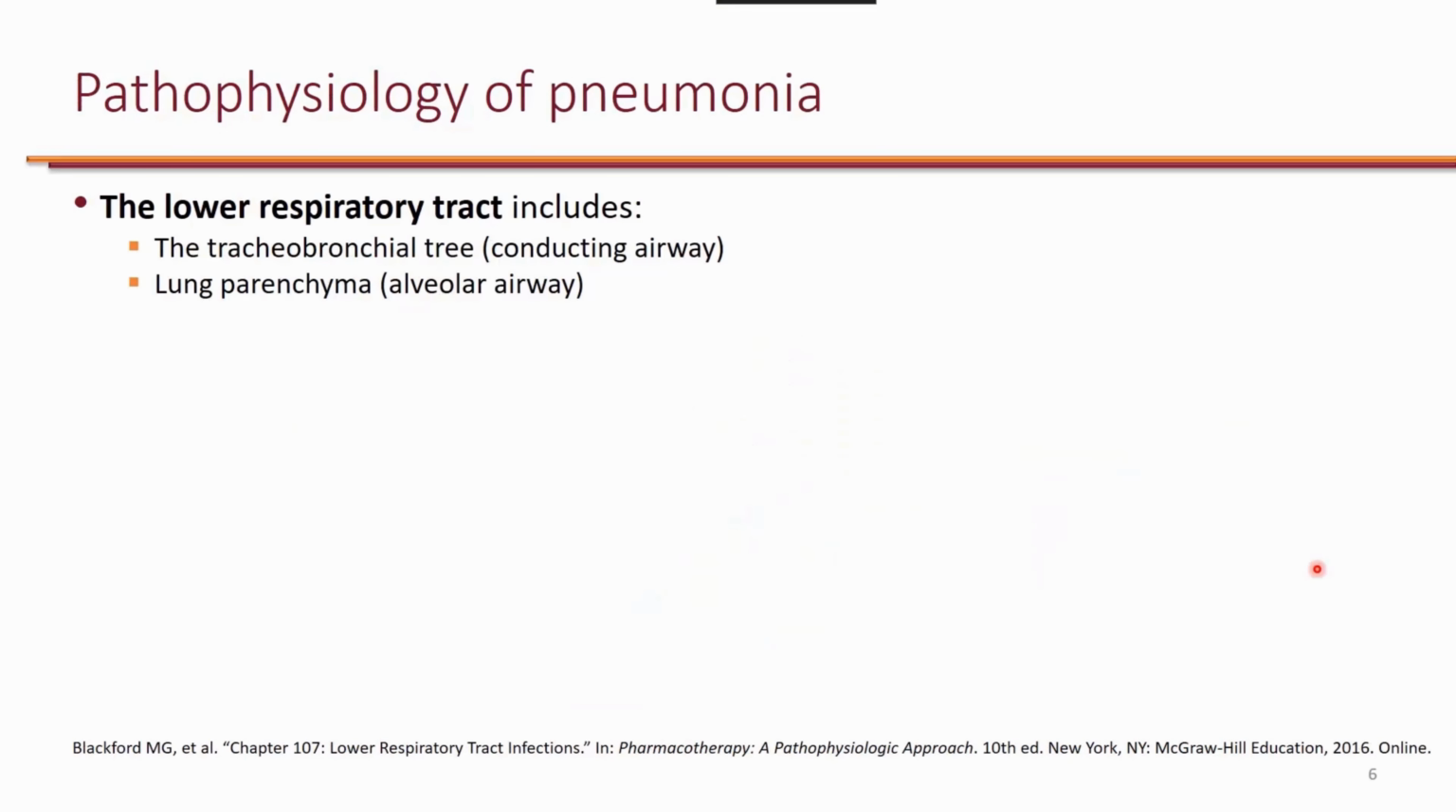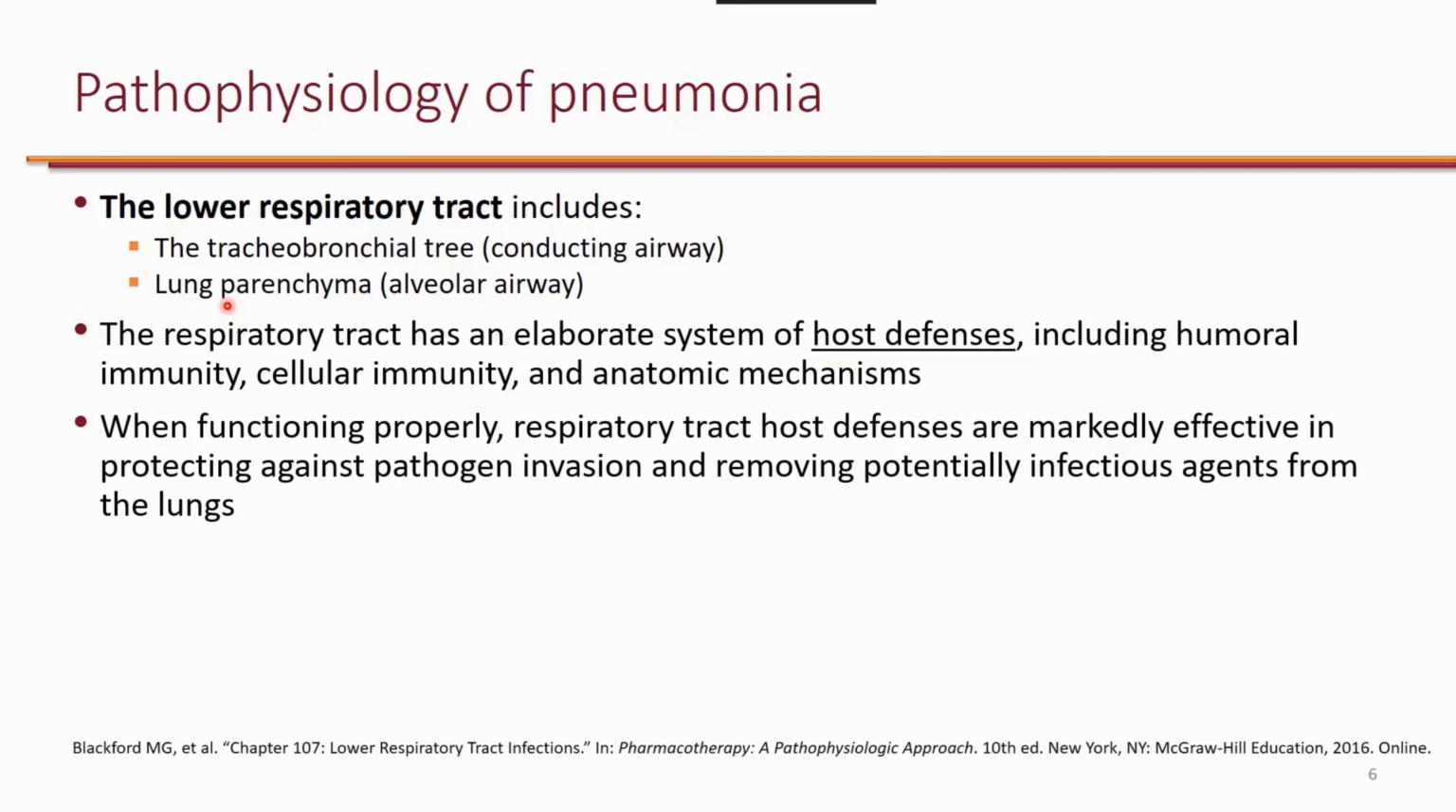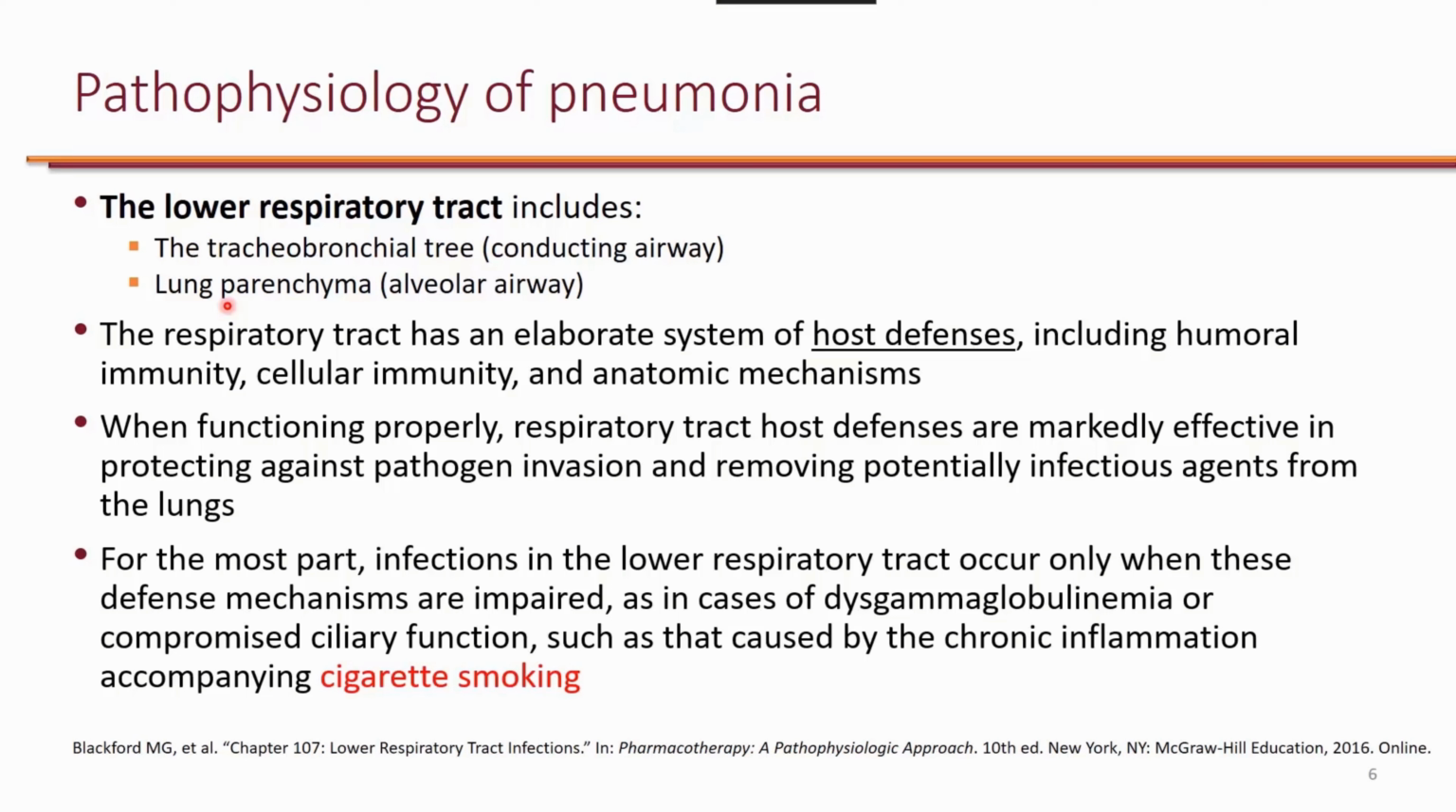Now let's take a look at the pathophysiology of pneumonia. As I mentioned, there are two zones in the lower respiratory tract. There's the conducting zone and there's the respiratory zone, which is basically the lung parenchyma. Now the lung has an elaborate system of host defenses that, when functioning properly, are very effective in protecting against pathogen invasion of the lungs. Now, for the most part, infections in the lower respiratory tract occur in patients with impaired host defenses, usually due to genetic disorders or compromised ciliary function, such as patients who smoke.